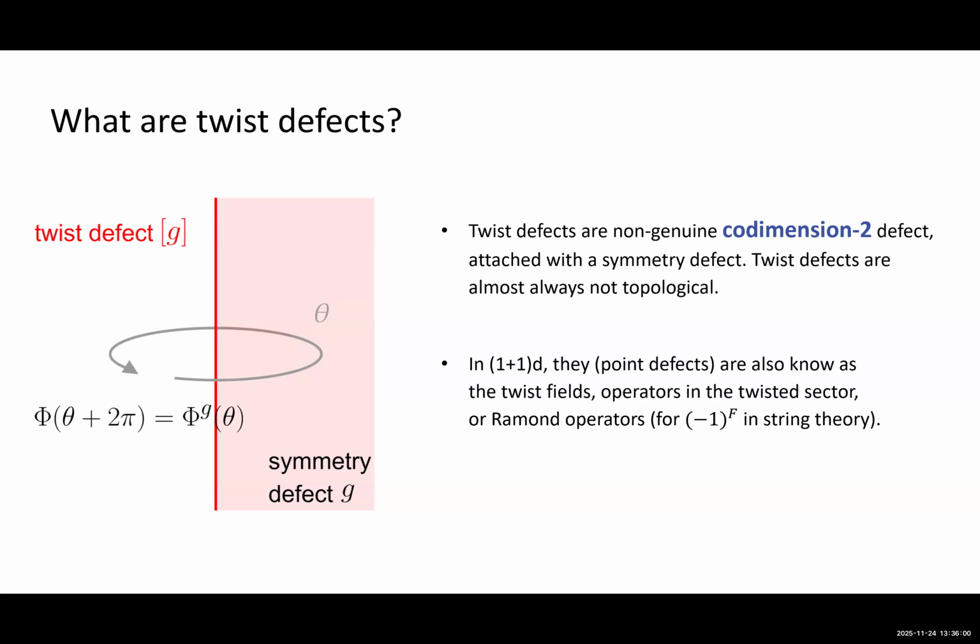For example, the twisted field, which by the state-operator correspondence is mapped to the spectrum of a twisted Hilbert space. Or if you are more familiar with string theory, those twist defects that live at the endpoint of the symmetry defect of the fermion parity operator are also known as the Ramond field.